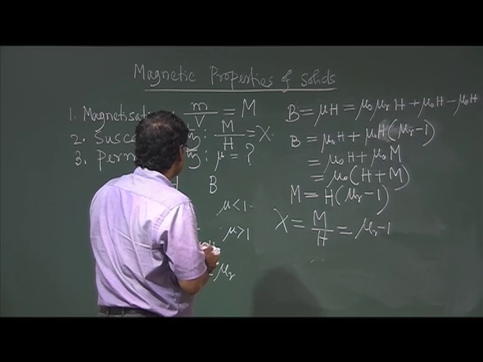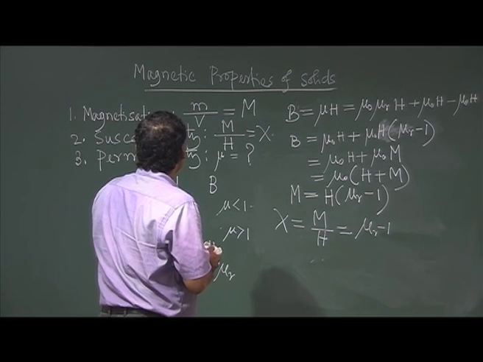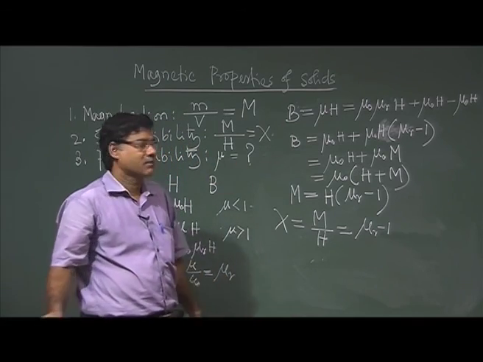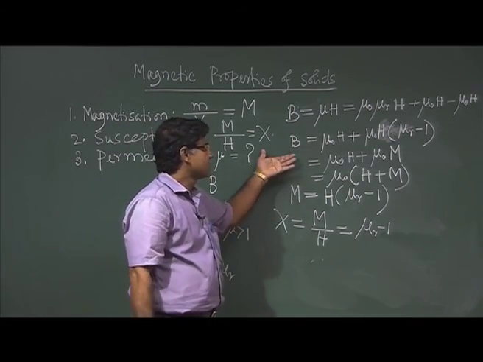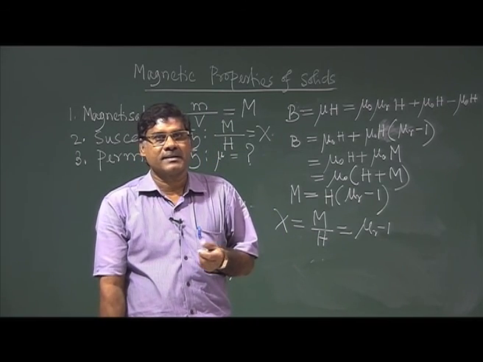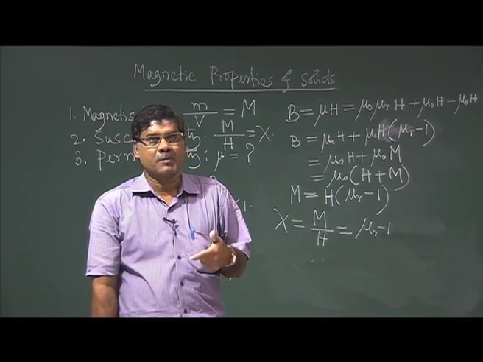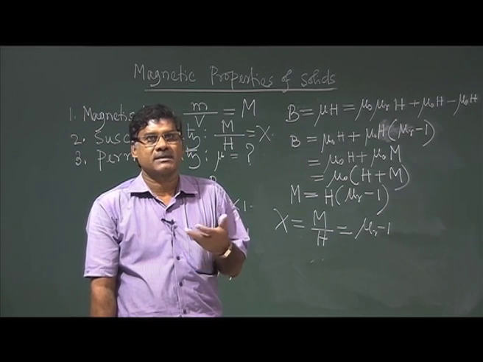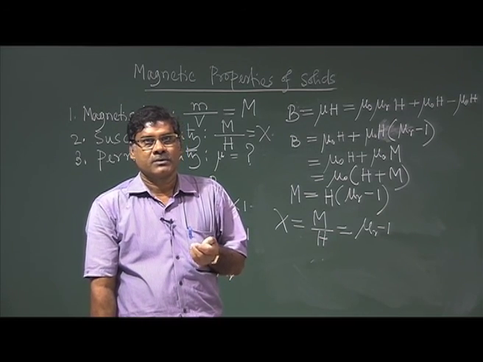So, then we will discuss the origin of this magnetism. That is coming from induced dipole moment as well as the permanent dipole moment. So, we will discuss that in the next class.